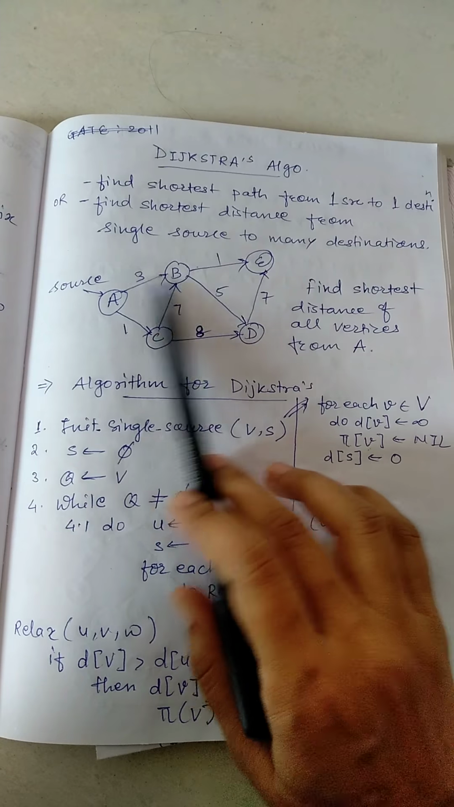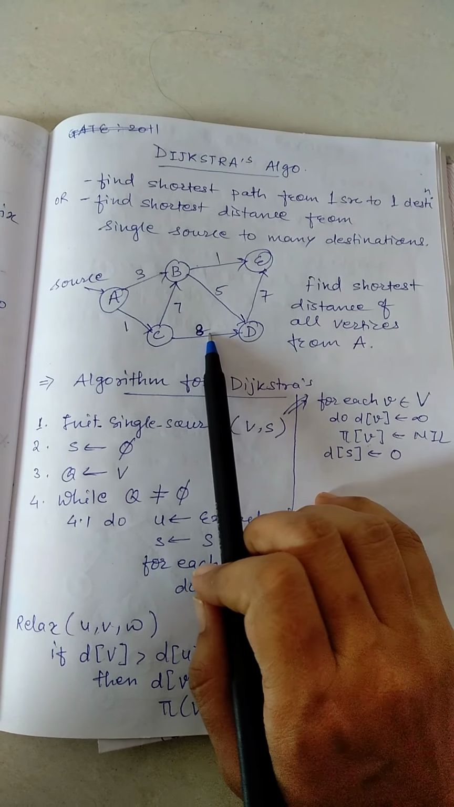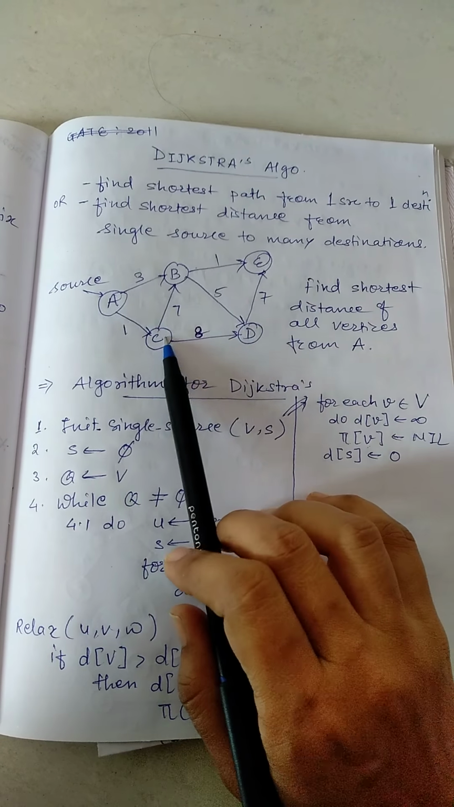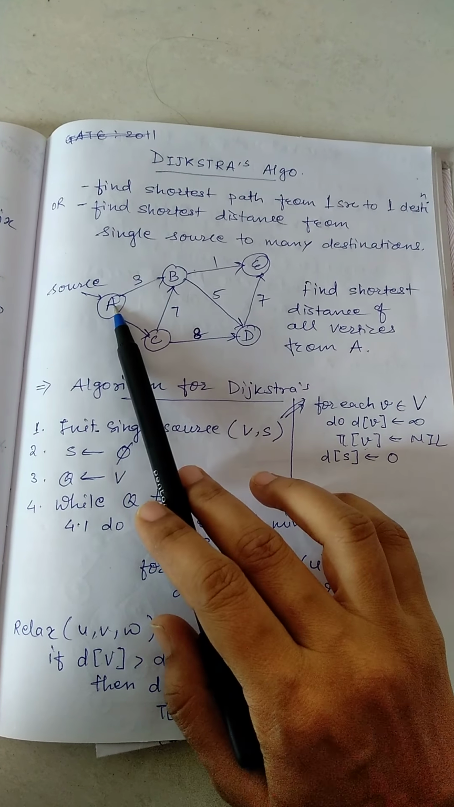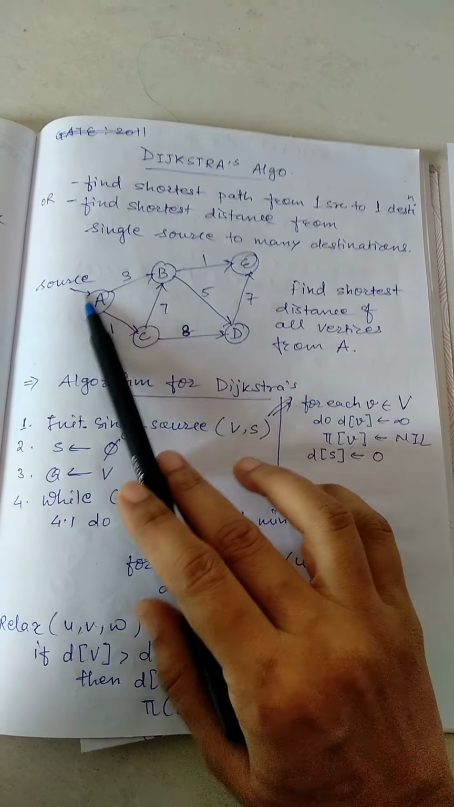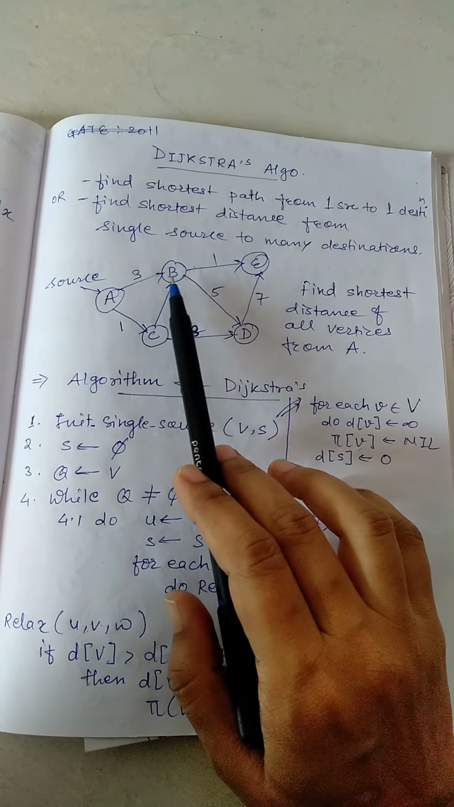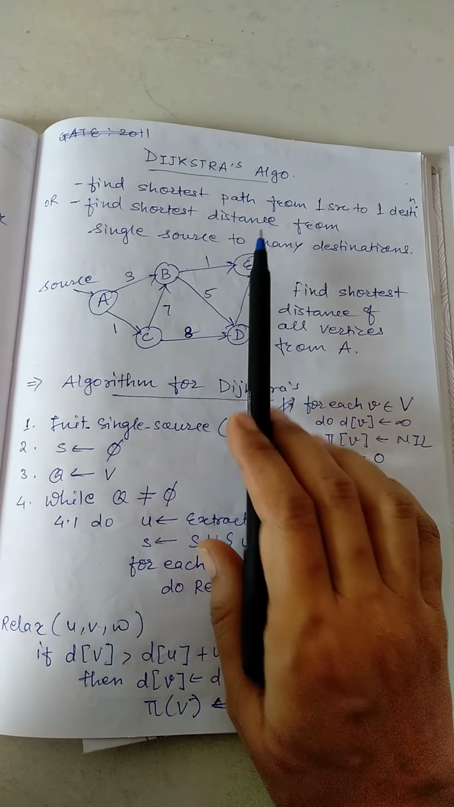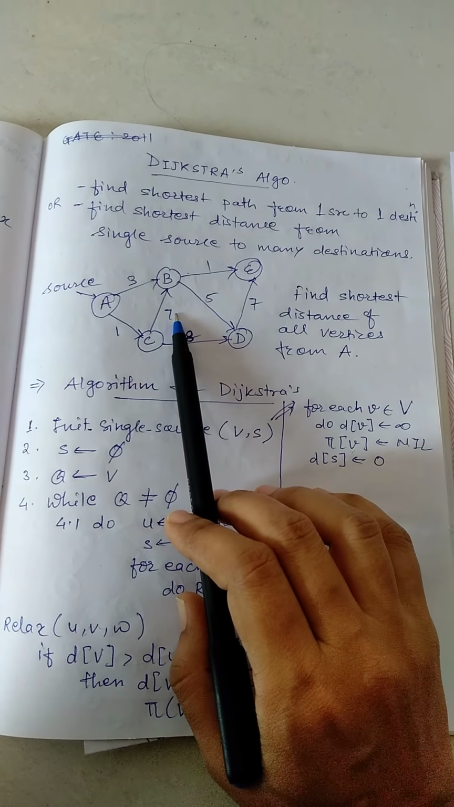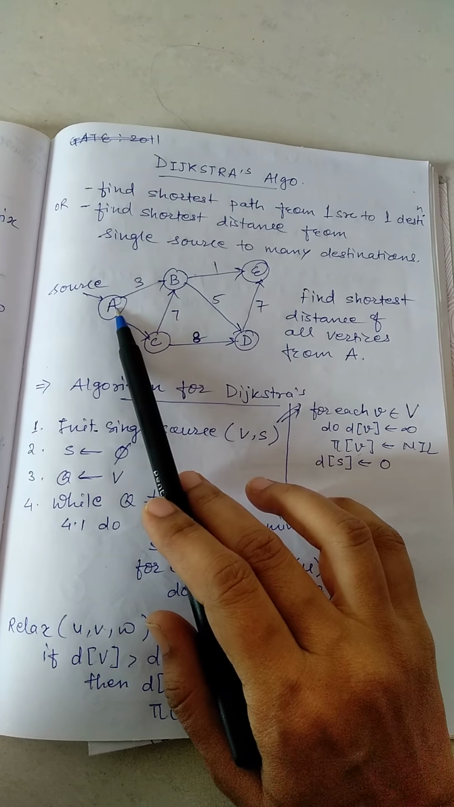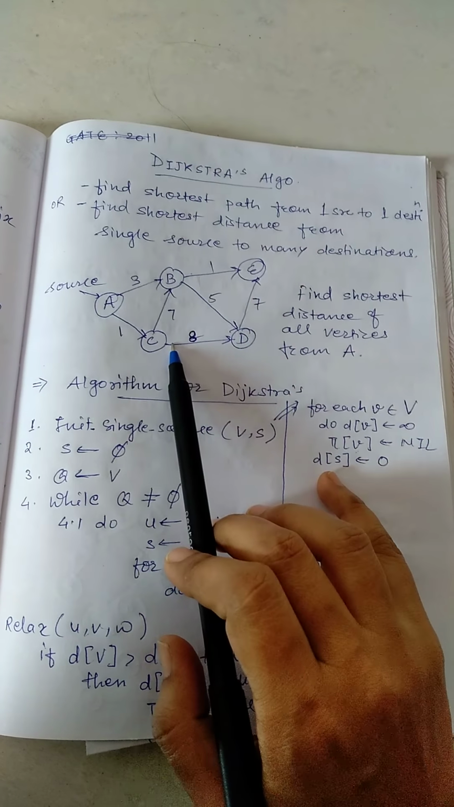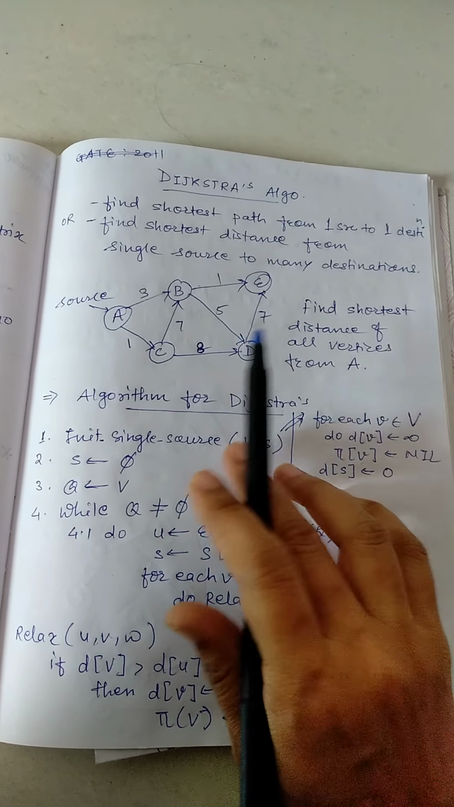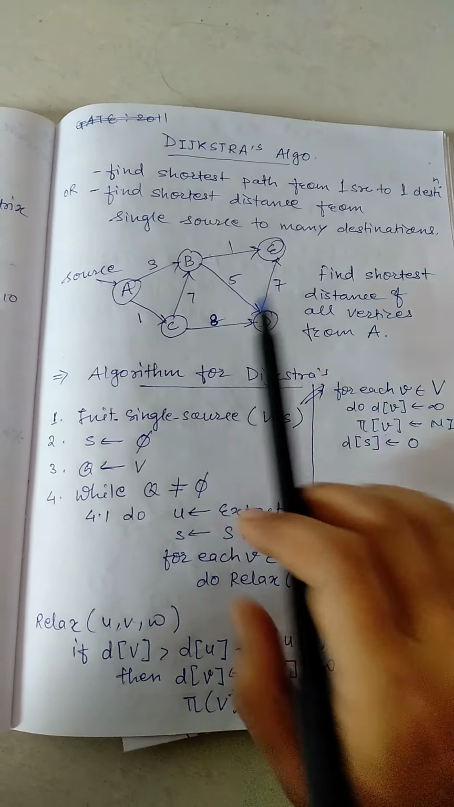For example, if we have been given this directed graph, and if we want to find the shortest distance of all the vertices from the source, let's say A is the source, then in that case also, you have a single source A and many destinations like B, C, D and E. So this Dijkstra's algorithm is used to find the shortest distance from a single source to many destinations, as well as single source and single destination. So there are two purposes of this Dijkstra's algorithm.